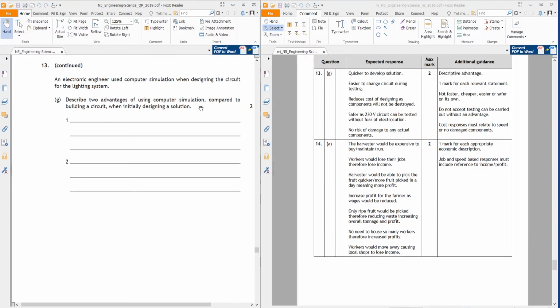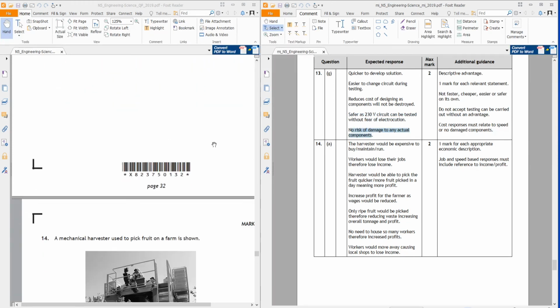Advantages of using computer simulation: it's quicker to develop a solution and easier to change it, rather than building it. It reduces the cost of designing, as if you make a mistake, you're not going to destroy a component. I guess it's safer. You can use very high voltages in a simulation, whereas on the desk it can get dangerous. You're not going to damage any actual components either.